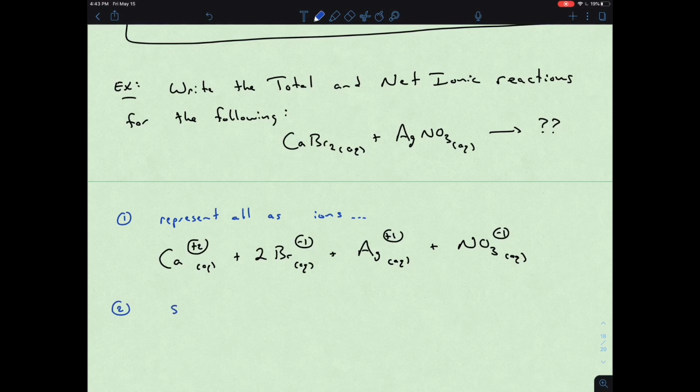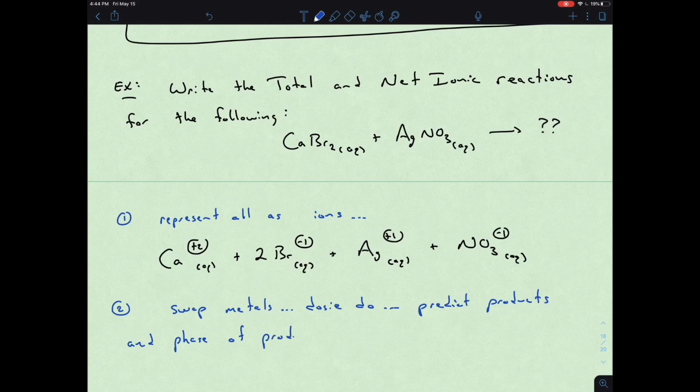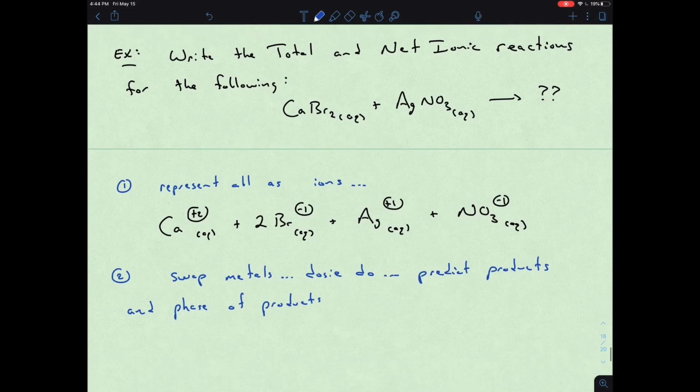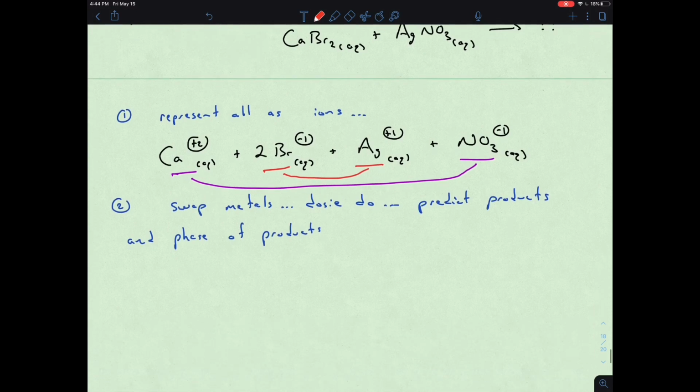We basically swap metals, do-si-do, and then predict products and phase of those products. So we would want to pair the calcium now with the nitrate, and we would want to pair the bromide with the silver as far as the do-si-do goes.